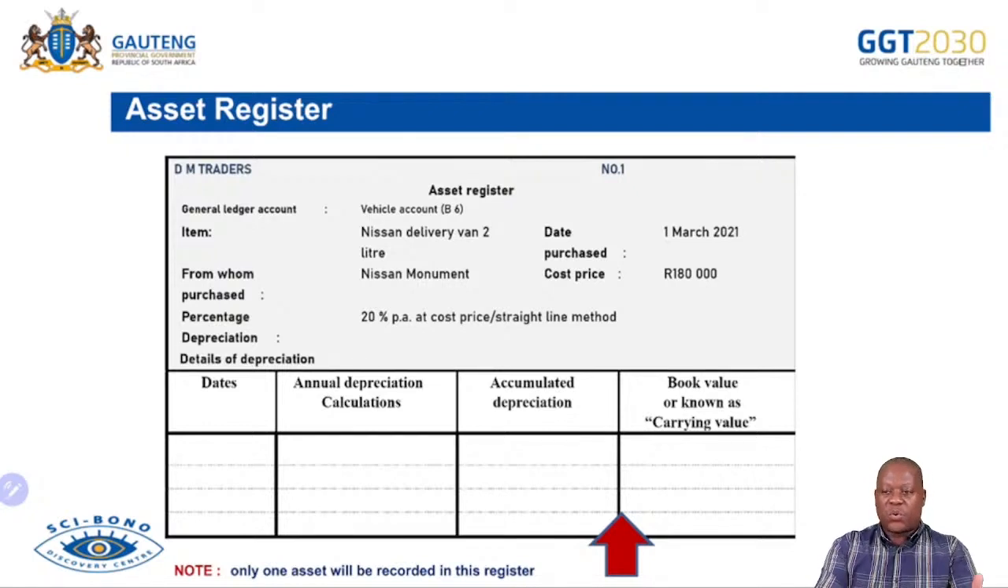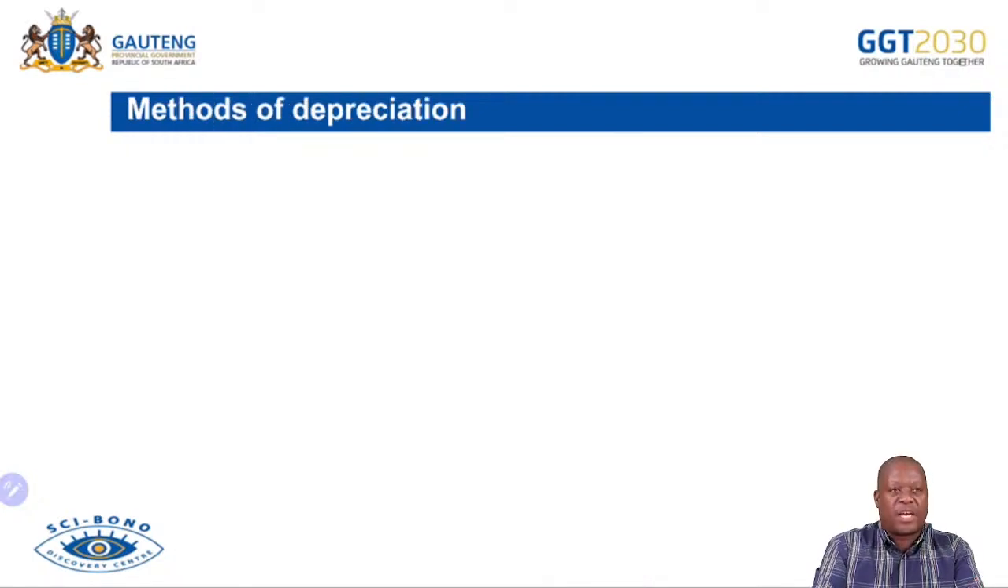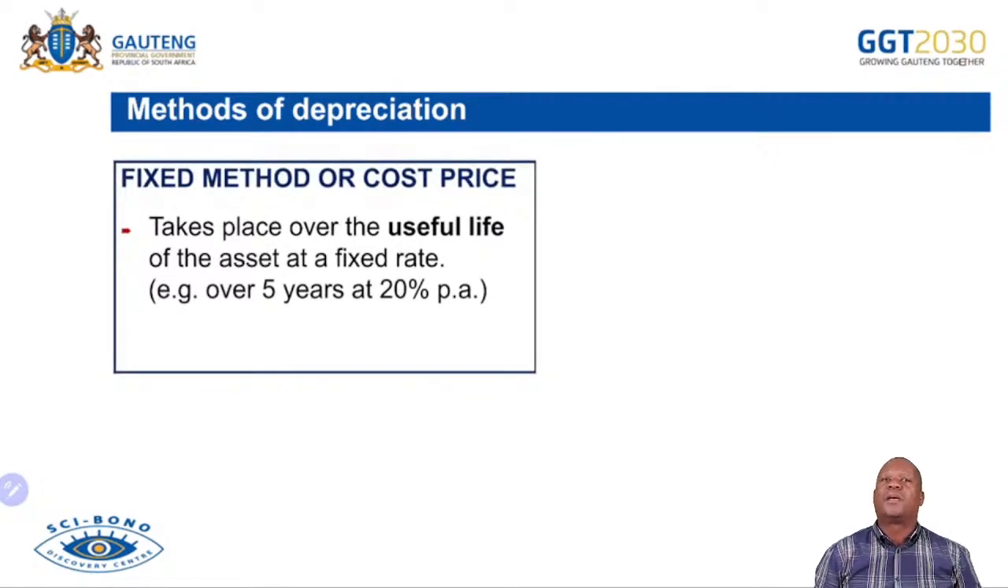Let's continue with our issues of today. Now, when it comes to depreciation calculations, we do use different methods. And for you guys, we are going to be looking into specifically two methods that are used to calculate depreciation. Now, these are the fixed method or the cost price method. Now, this takes place over the useful life of the asset at a fixed rate.